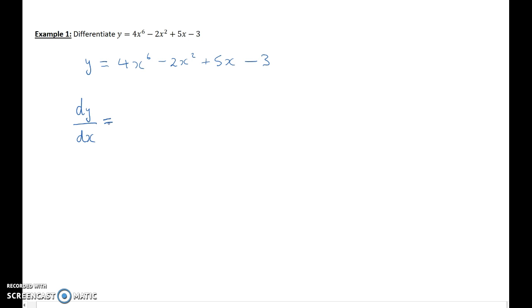So the first term, 4x to the power of 6, is a power term, x with a constant. The rule for power terms is you multiply down by the power, so we're going to multiply 6 times 4, which is 24, and then we reduce the power on x by 1, so 24x to the power of 5. Again, we multiplied down by the power, so 6 times 4 is 24, and reduced the power on the x.